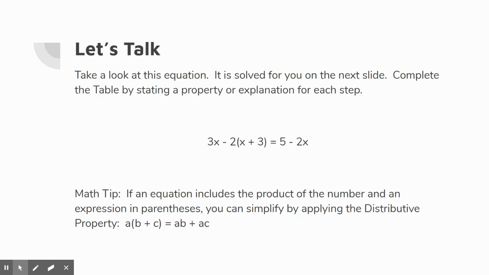So let's look at this equation. It's solved for you on the next slide. You're going to complete the table by stating a property or explanation for each step. Math tip: if an equation includes the product of a number and an expression in parentheses, you can simplify it by applying the distributive property. So you see that you have a set of parentheses, so you would use the distributive property. You would distribute this -2 onto the x, and then the -2 onto the +3. But it's already solved for you, so we don't have to worry about that.